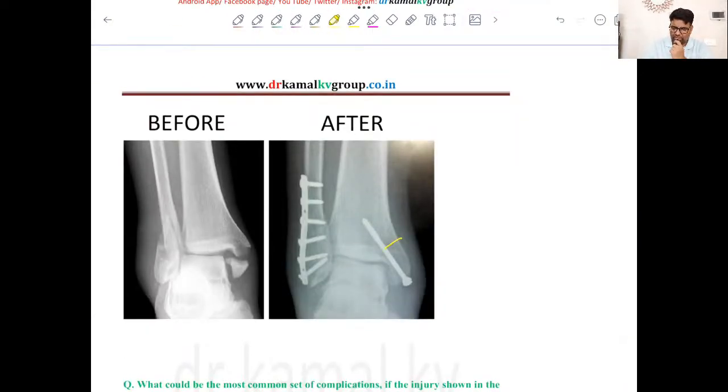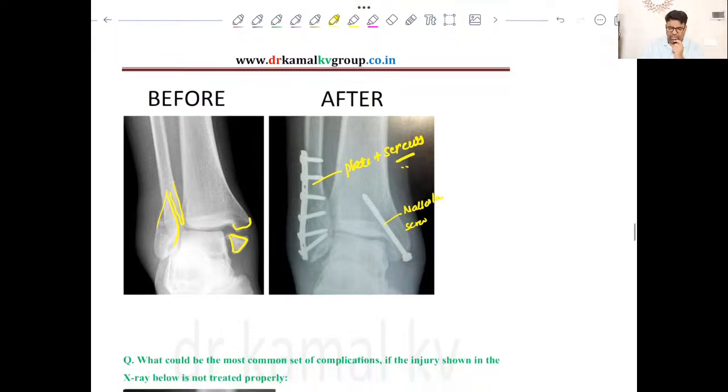So you can see this is the malleolar screw, and this is the plate plus screws. Clear? So this is pre-operative. You can see that this is the medial malleolus fracture, and you can see there is fracture of the lateral malleolus also, usually a spiral variety, right? So this is ORIF, open reduction internal fixation. So for this particular injury, we need to do ORIF.